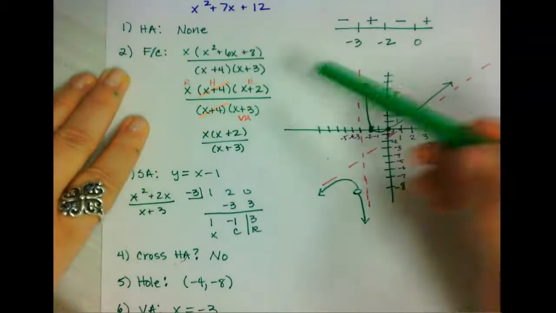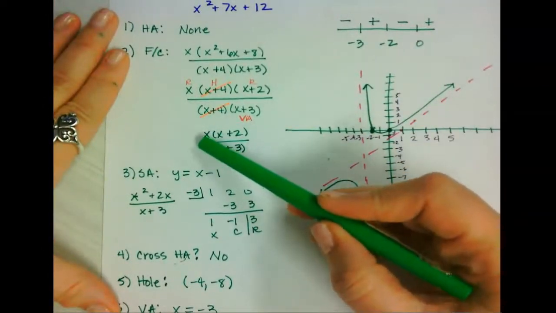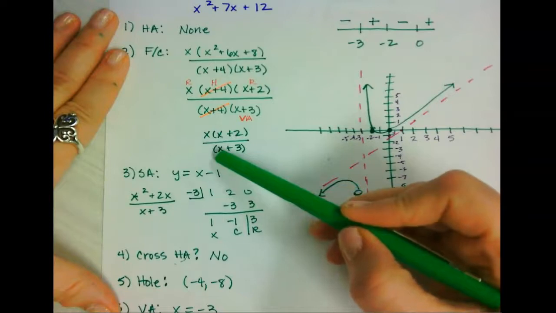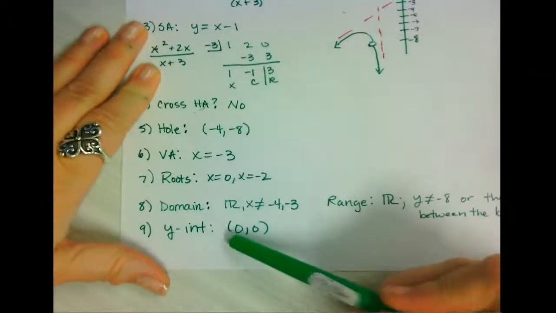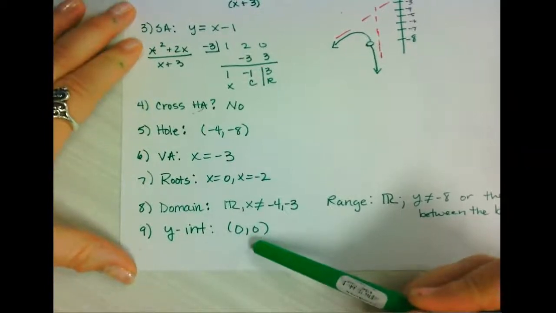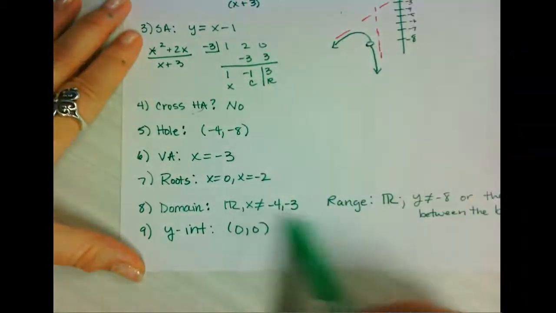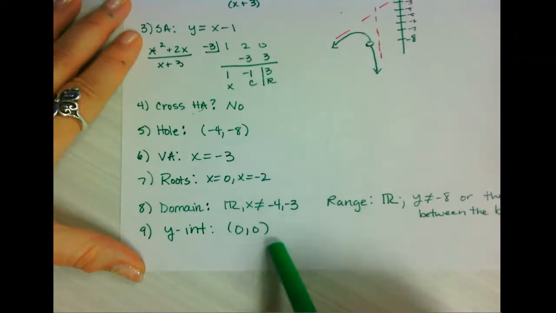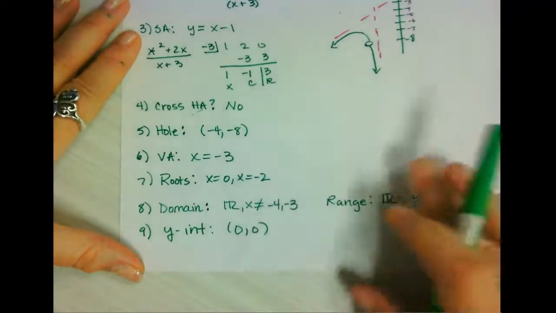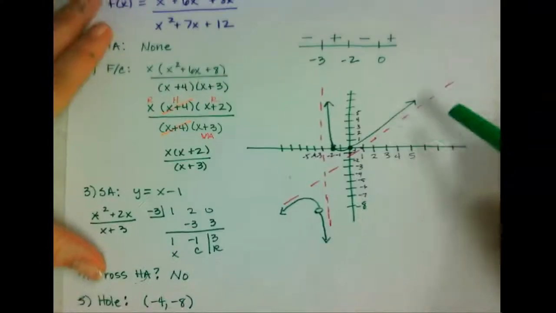So then I'm going to go ahead and figure my y real quick. If I put a 0 in here for all of these x's, then I know that my y-intercept is at 0, 0. So that's my coordinate point. So I'm going to skip over domain and range for a minute. I'm not sure how I ended up writing that in the middle of the problem and the y-intercept down here, but I did. And then we're going to start putting everything on the graph.